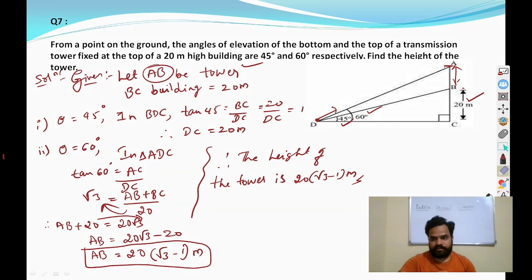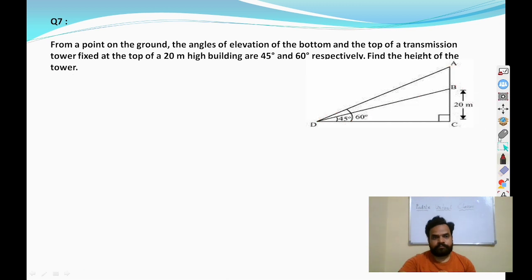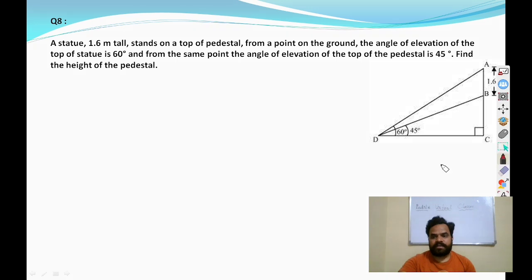Question number 8 we will solve now. So here is question number 8. All of you observe. I am going to read the question. A statue 1.6 meter tall stands on the top of a pedestal. From a point on the ground, the angle of elevation to the top of the statue is 60 degree. So observe the diagram here. I took AB as the statue, its top is A and its bottom is B. To its top, the angle of elevation given is 60 degree.